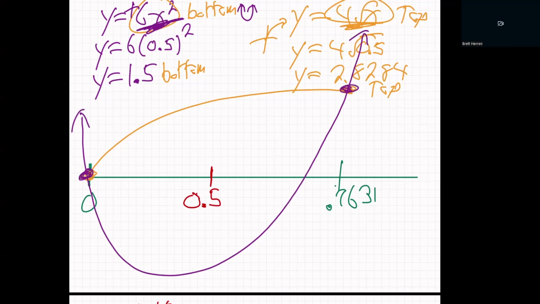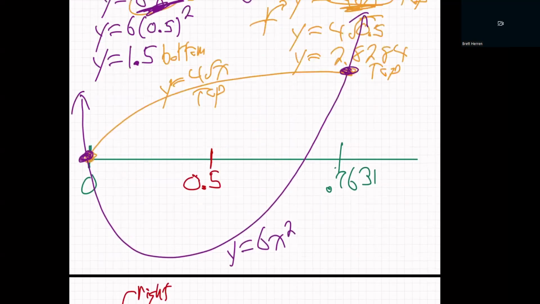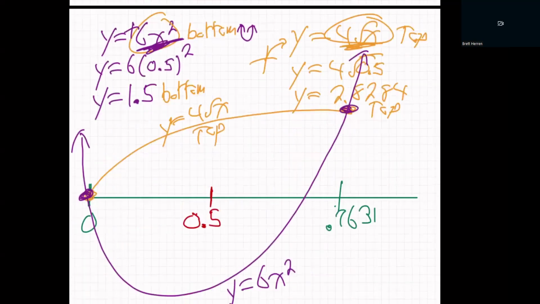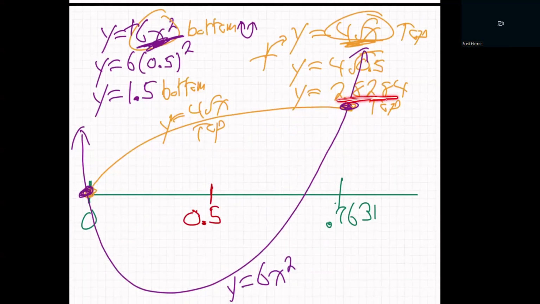And I knew which one to put on the top, right? So this is the wrong color. This is y equals 4 root x on the top. And the bottom one is y equals 6x squared. I checked it out with the table and found that out, right, by plugging them in. 2.8 is higher than 1.5, so this one's on the top.